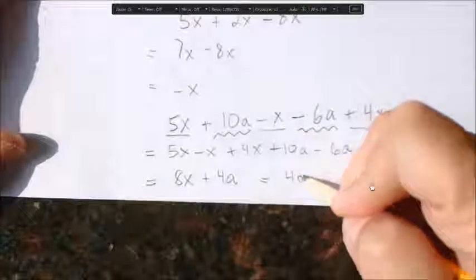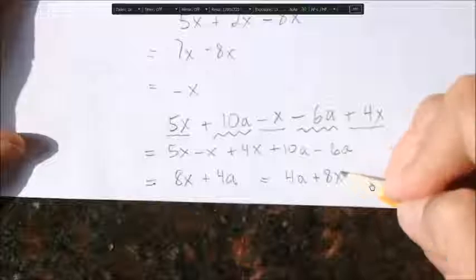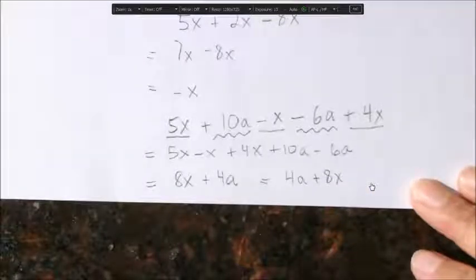If you learned this in grade 9, then you'll know this. If you didn't learn it in grade 9, it's okay. Usually we write them in alphabetical order. Okay? And that's collecting like terms.